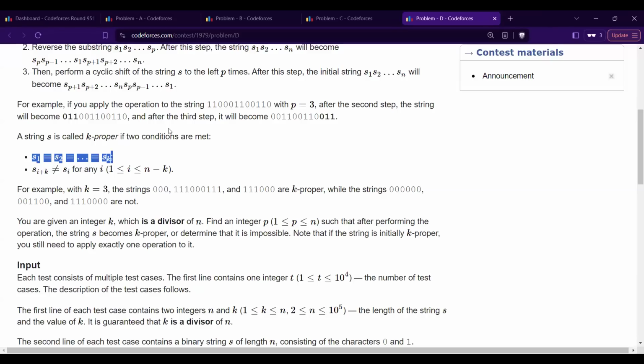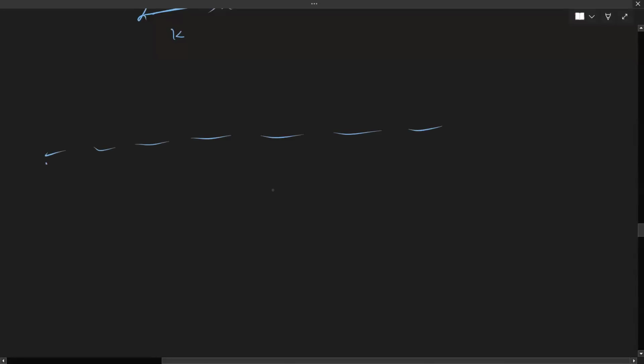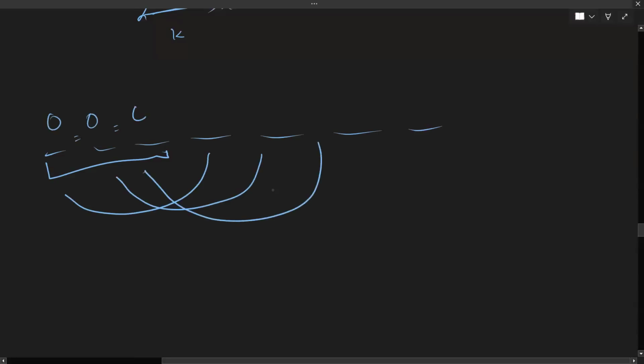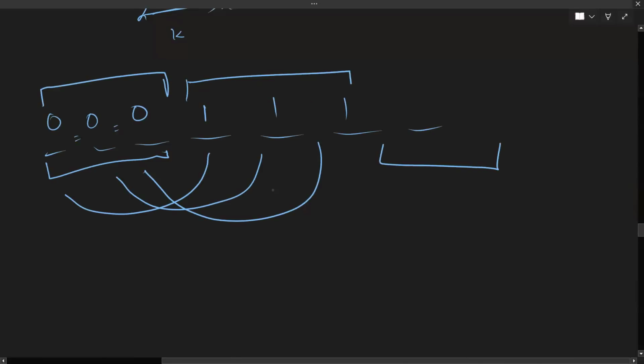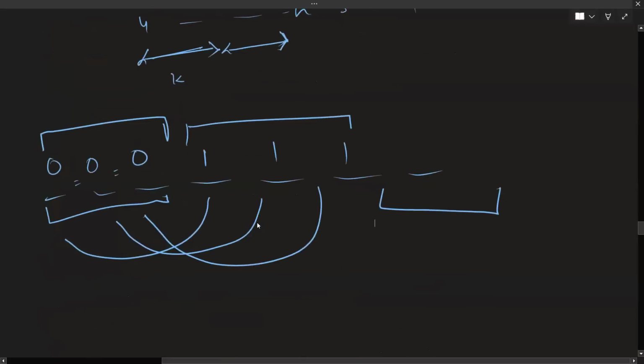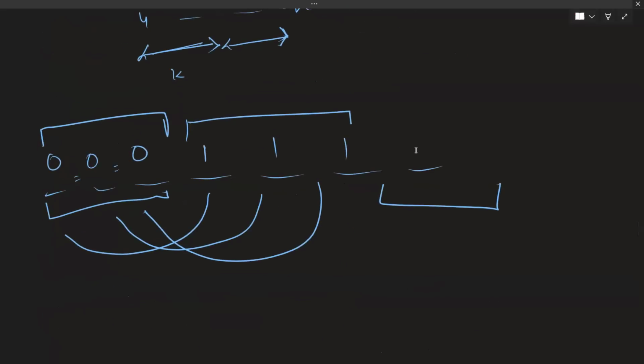So let's say this is my string, and k is 3. So S1, S2, S3 are all equal, say all zeros. S4 is not equal to this, S5 is not equal to this, S6 is not equal to this, so these are 1. So in a way, these three are equal, the next three are equal but different, and the next three are the same among themselves but different again. Did you get my point? So this is a k proper string. Is it making sense? I have simplified the problem. We know what a p operation is and what a k proper string is. Is it clear?